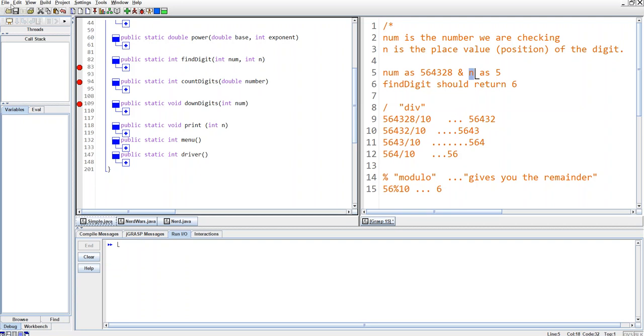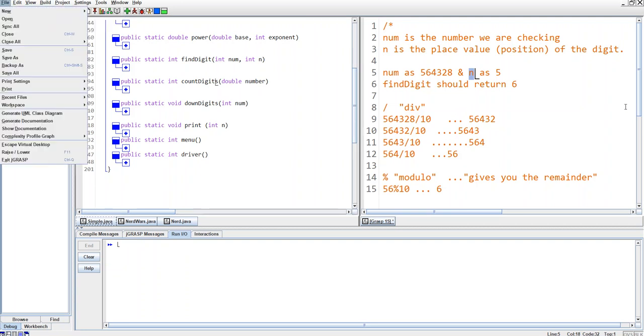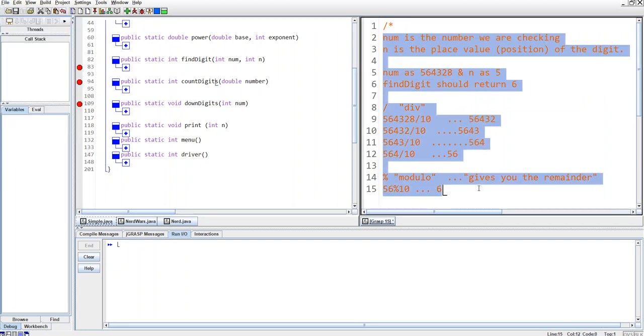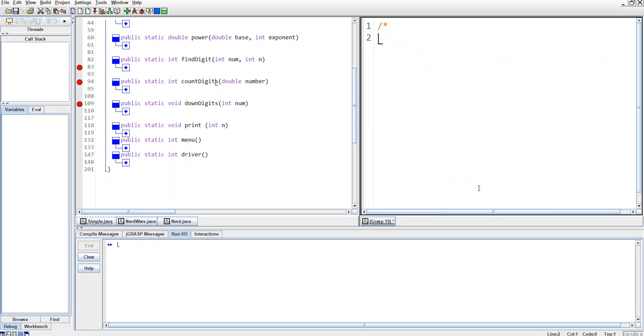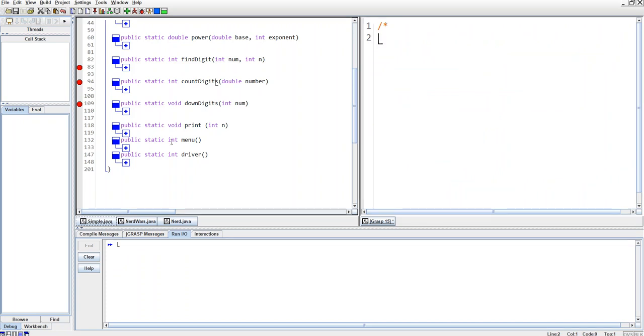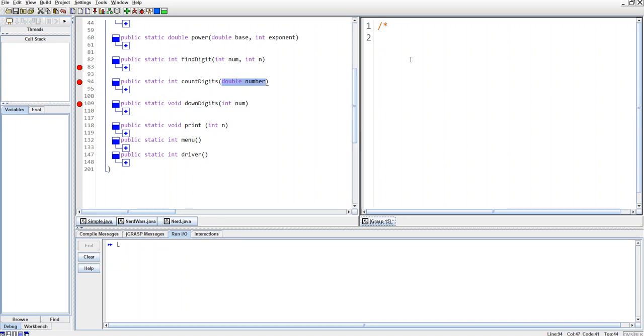So let's do another one here. The next one we're going to look at was the count digits. So again, thinking about count digits, what is it that we're looking at here? This statement is really the same as before. The only difference is this one's only taking one parameter, and this parameter is a double, right? So that's going to change things just a little bit.